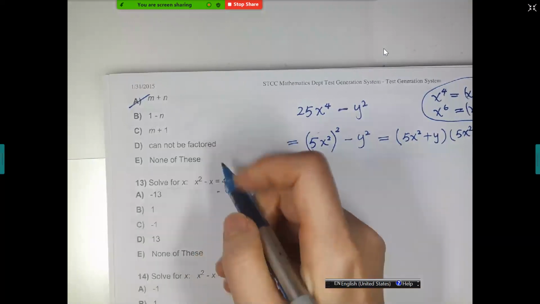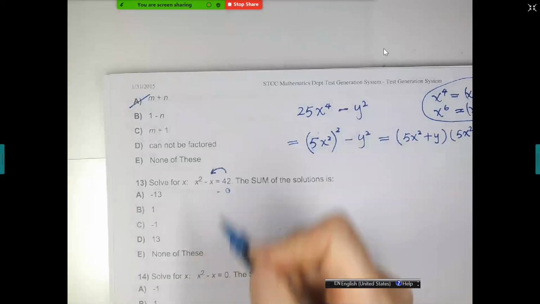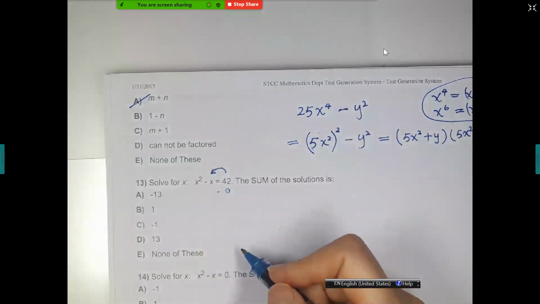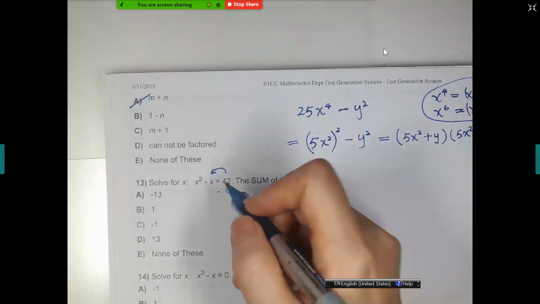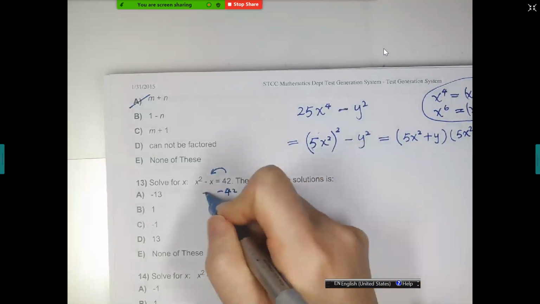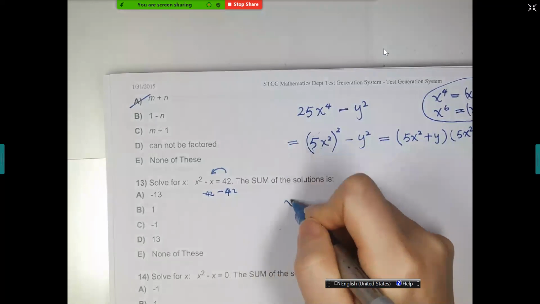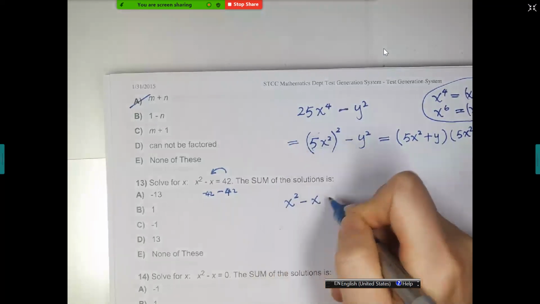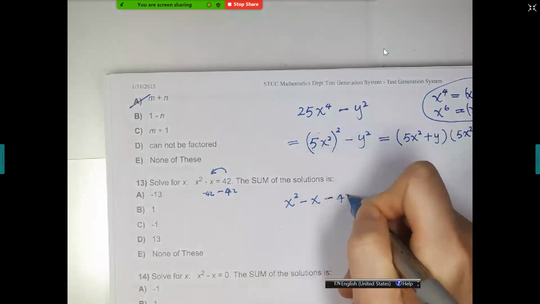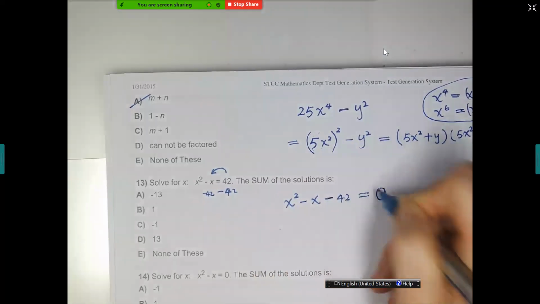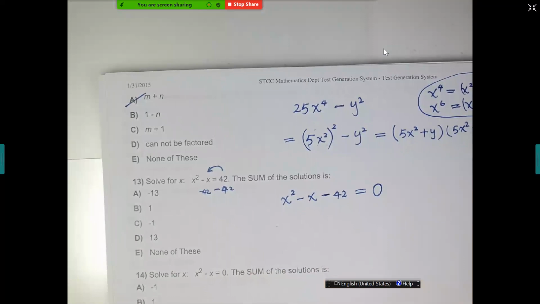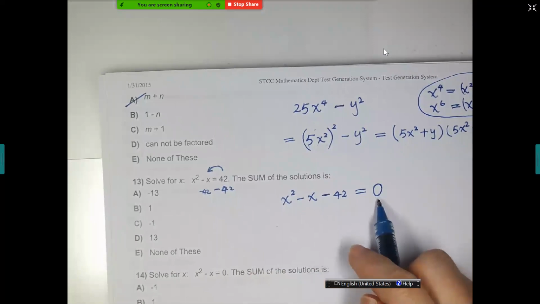What do we do? Move 42 to the left. If the right side of the equation is not 0, we have to turn it into 0 by subtracting 42 on both sides, or we say move 42 to the other side. Then we'll get the equation x squared minus x minus 42 equals 0. So to solve a quadratic equation, the first step is always to make sure we have 0 on the right.